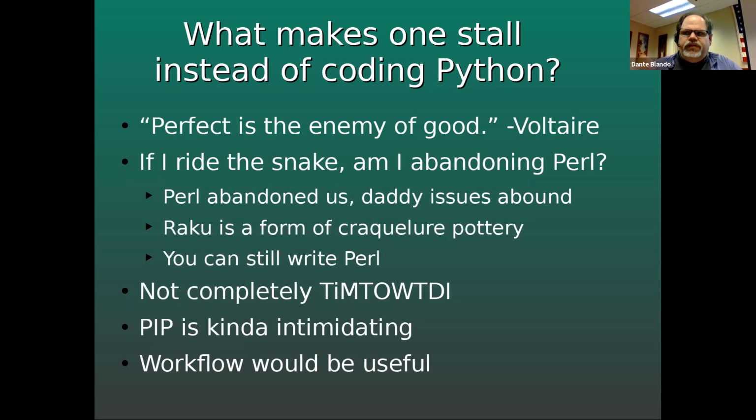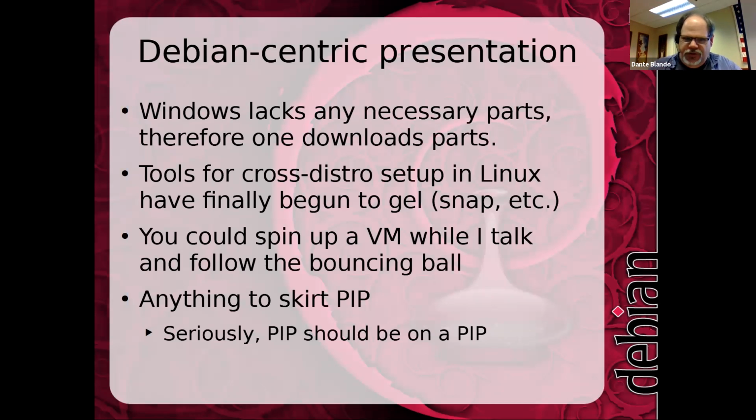But the good thing is there are enough new eyes on it for people to go, oh, that's the problem with this. And then there's pip. We'll get to that. So tonight we're just going to focus on getting a workflow, and we go back to the old slide with a Debian-centric presentation. Windows lacks all the necessary parts. It doesn't come with Python at all. So you just download all the parts and install, and then you're done. The tools for cross-distribution setup in Linux have finally begun to gel. I'm going to talk about Snap, and if you haven't heard about that, that might be the more interesting thing of this speech. You could spin up a VM while I talk and follow the bouncing ball. And anything to skirt pip.